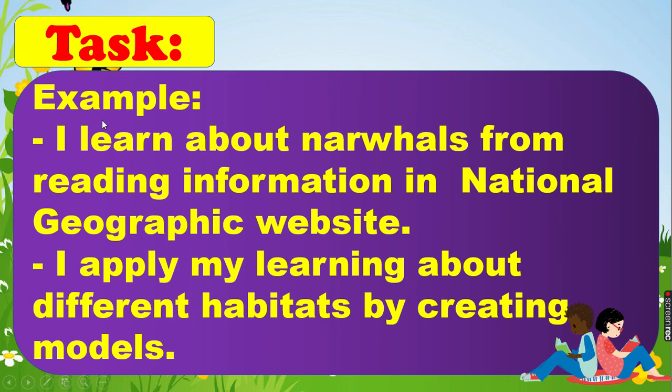Example. This is acquisition of knowledge number 1. I learn about narwhals from reading information on the National Geographic website. So this is one way to acquire knowledge, reading from the internet. Under application, I apply my learning about different habitats by creating models. So you learn about different habitats, just like last time, different homes of animals, and you create models. Create, meaning you apply your learning. I only gave 2 examples, under acquisition and application. I didn't give examples under analysis and comprehension, and that's your job, to give examples for each skill that you learned today.